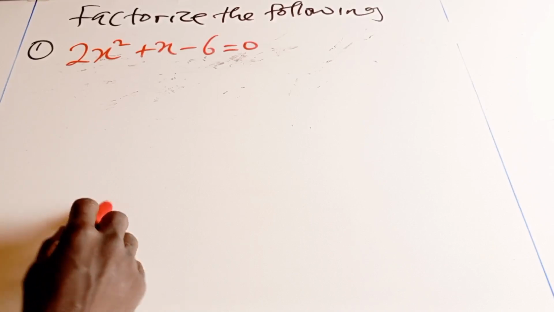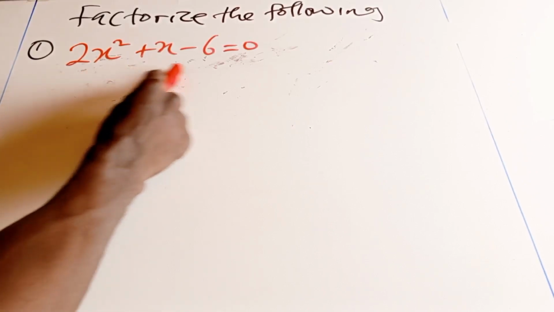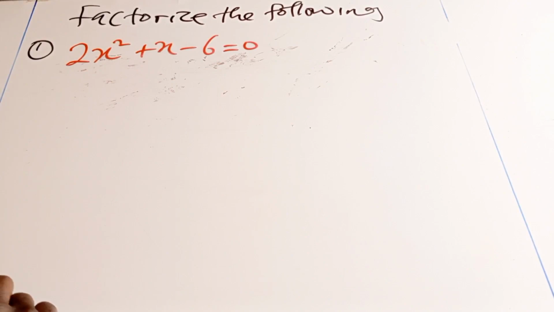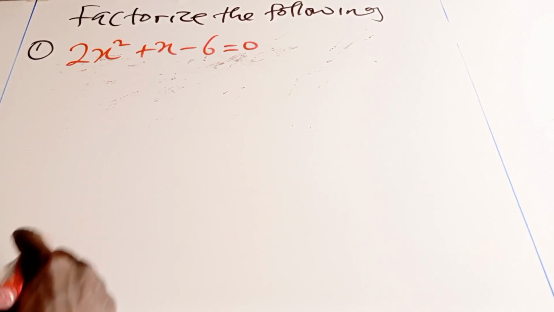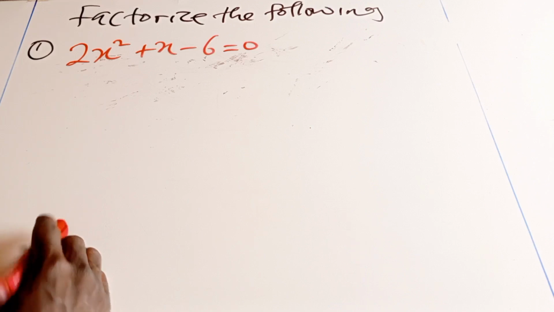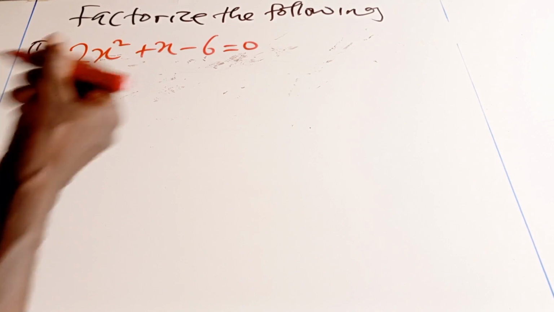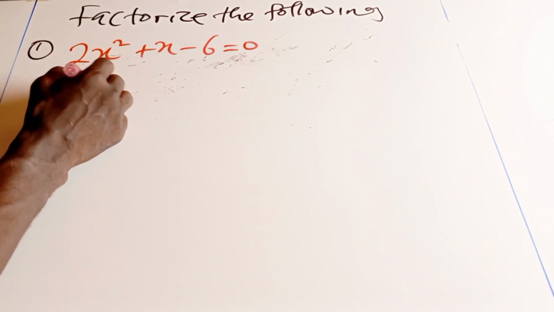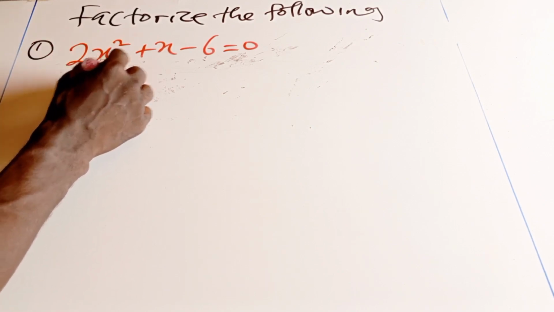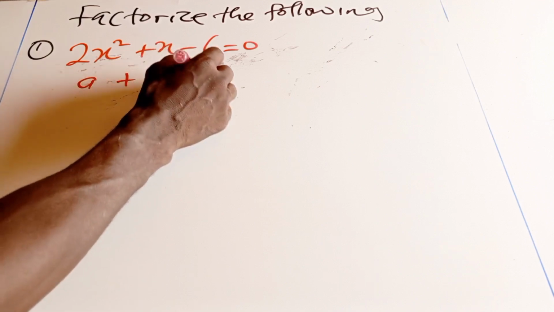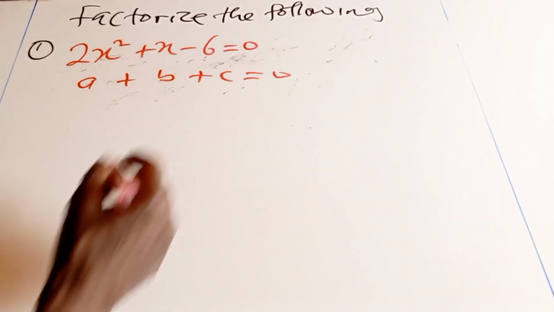Hello viewers, in this video we are going to learn how to factorize this equation, that is, a quadratic equation. For you to factorize a quadratic equation, you have to consider it in the form ax squared plus bx plus c is equal to 0.